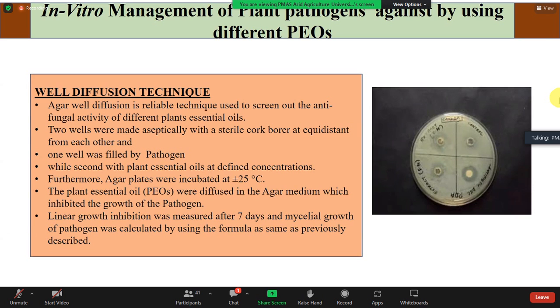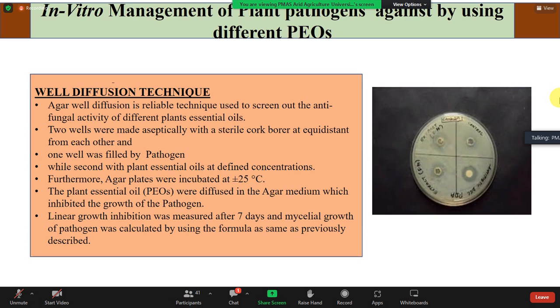It depends upon the colony diameter on the petri plate, by which we can screen out the essential oil by two techniques. Linear growth inhibition was measured after 7 days, and mycelial growth inhibition of the pathogen was calculated by the formula DC minus DT divided by DC multiplied by 100. This is a common formula that can be applied for all the techniques.